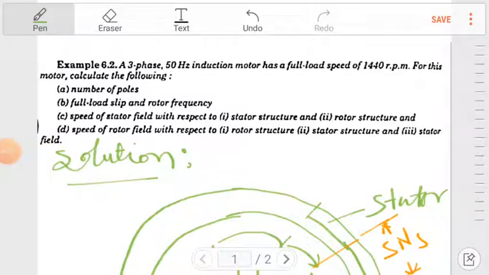In this question, it is given a 3-phase 50 Hz induction motor has a full load speed of 1440 rpm. For this motor, calculate: A, the number of poles; B, the full load slip and rotor frequency; C, the speed of the stator field with respect to the stator structure and rotor structure; D, the speed of the rotor field with respect to the rotor structure, the stator structure, and the stator field.